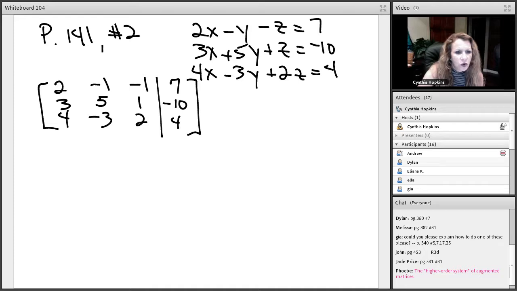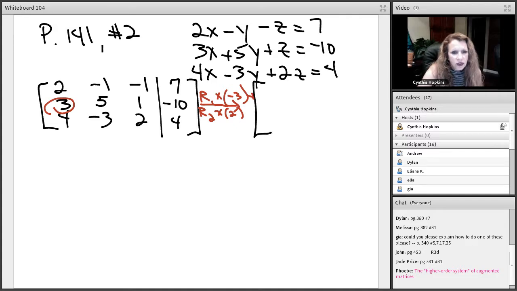Okay, my first goal is to get a 0 right here, first column, second row. So I'm going to put my arrow across from that second row because that's what I'm trying to change. Okay, and I think I'm going to use row 1. I'm going to multiply it by negative 3 and add that to row 2, which I'm going to multiply by positive 2. Okay, so let me do the result of that in black. So I'm only using row 1 to help me get my 0 in row 2.